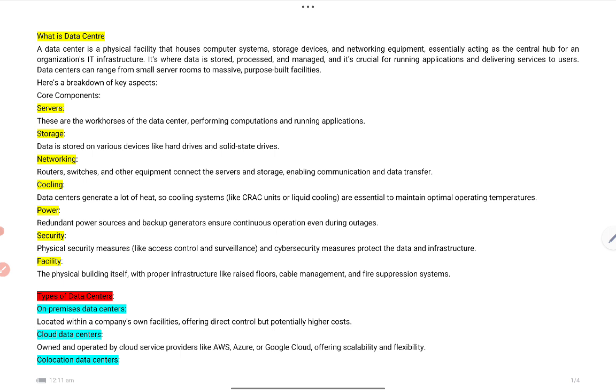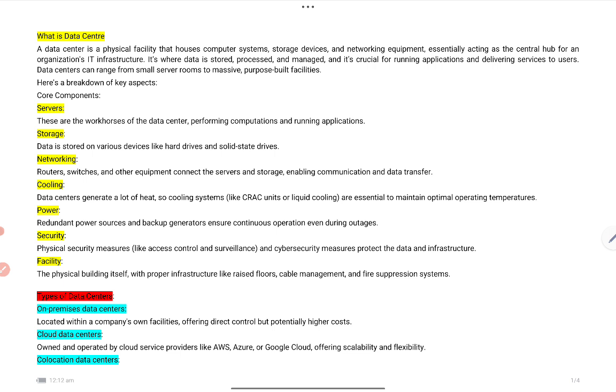A data center is a physical facility that houses computer systems, storage devices, and networking equipment, essentially acting as the central hub for an organization's IT infrastructure. To develop an IT infrastructure, some computers and storage are required. We can say some hard disks, some CPUs, and some networking equipment are also required.